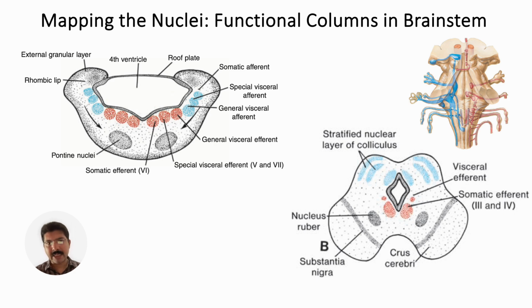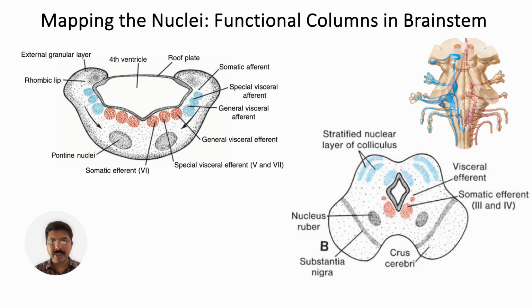Now that we understand the different types of nerve fibers or functional components, let's see how the nerve cell bodies or nuclei associated with these functions are organized within the brainstem. This slide shows a simplified representation of cross sections at different levels of the brainstem, the pons and the midbrain. The brainstem, as we have already discussed, is the connection between the cerebrum and the spinal cord, and it is the origin point of most cranial nerves.